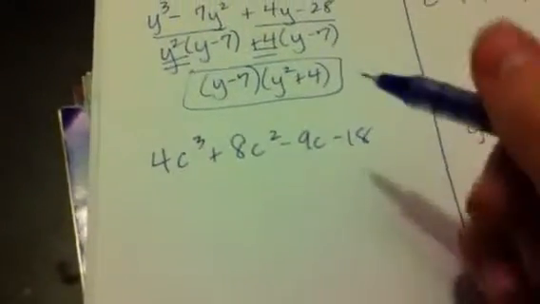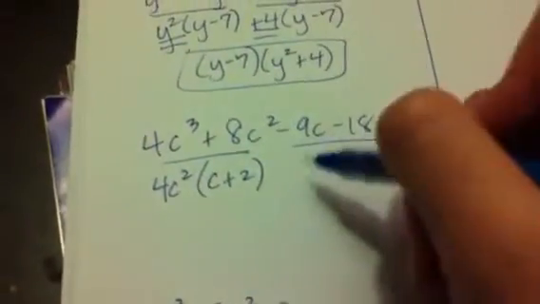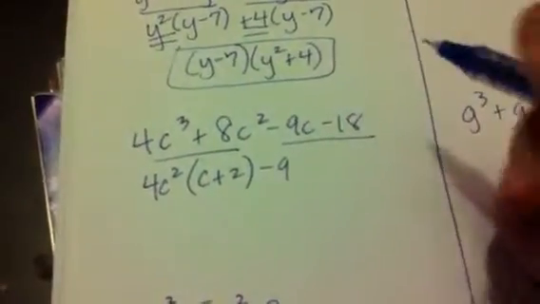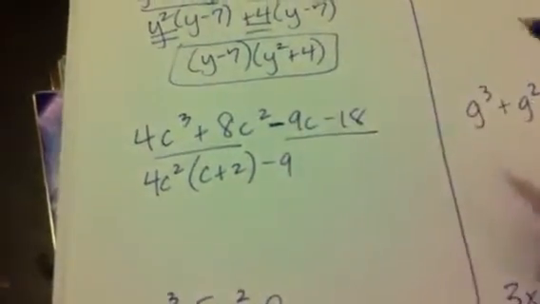This is another factor by grouping. Those are my two groups. The GCF for the first two terms is 4c squared. Factor that out and you get c plus 2. The GCF for the second two is a negative 9. Remember, you want to take it as a negative if the third number is a negative.